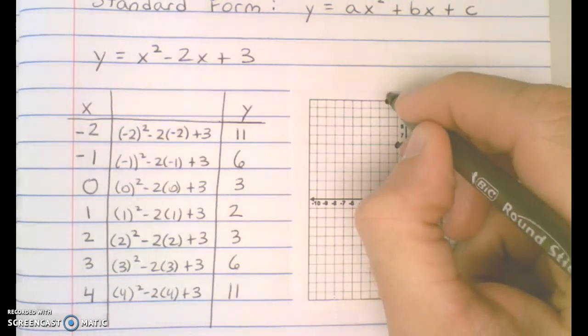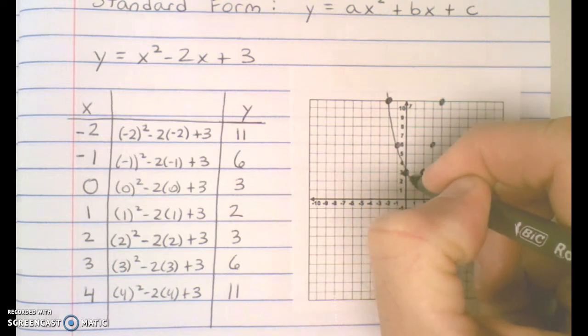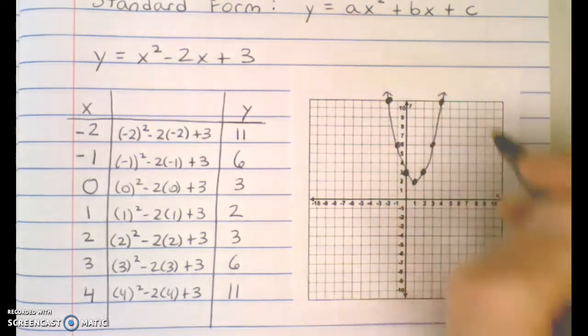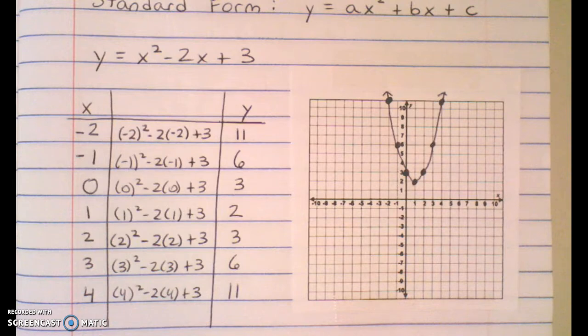And I can draw a line connecting these. And then there's my U-shape or parabola. So this is the standard form of a quadratic. And when you graph a quadratic, you're going to see a graph that looks something like this.